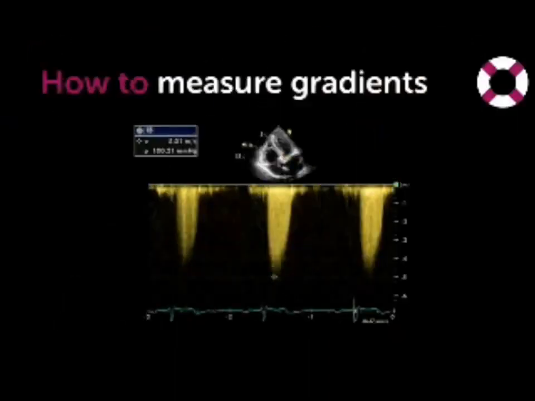So once you have such a signal, all you need to do is take the cursor, put it at the tip of this curve, thereby measure the maximum velocity, which in this case is 5 meters per second, and the machine will automatically calculate the maximal gradient by applying the Bernoulli equation. But you can also do it in your head.